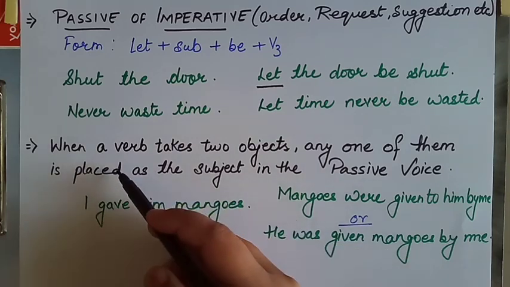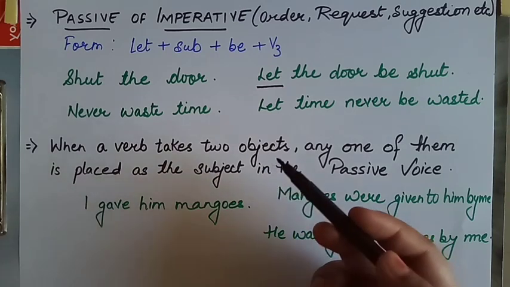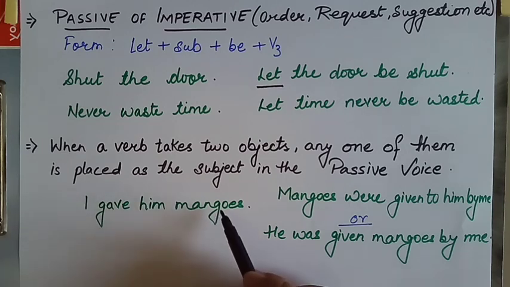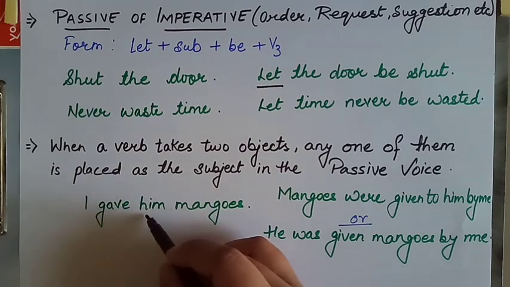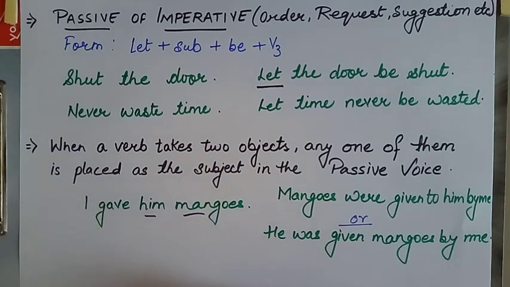Another thing I want to share with you is when a verb takes two objects. I have written an example. I gave him mangoes. In these cases, where we have two objects, him and mangoes, direct and indirect, we can take either object as the subject. Mangoes were given to him by me, or he was given mangoes by me. Both sentences are correct.